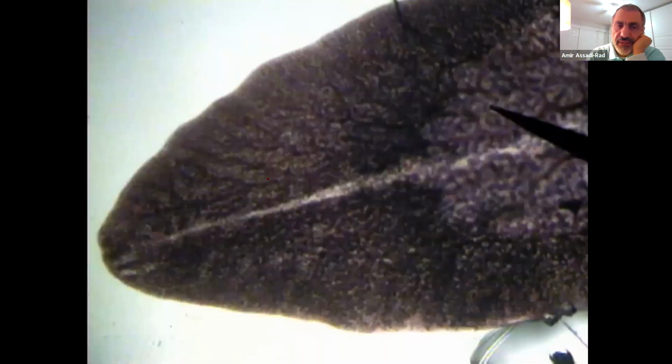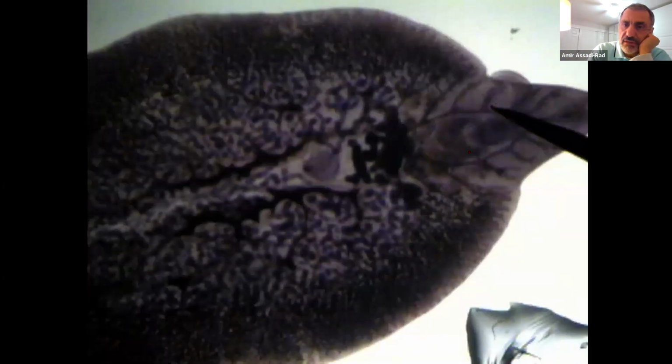Okay, this is Fasciola hepatica. This is the posterior end of the animal. And all of these are testes. Okay, that's all I can see. And this is the anterior portion of the animal. This is the oral sucker, ventral sucker.